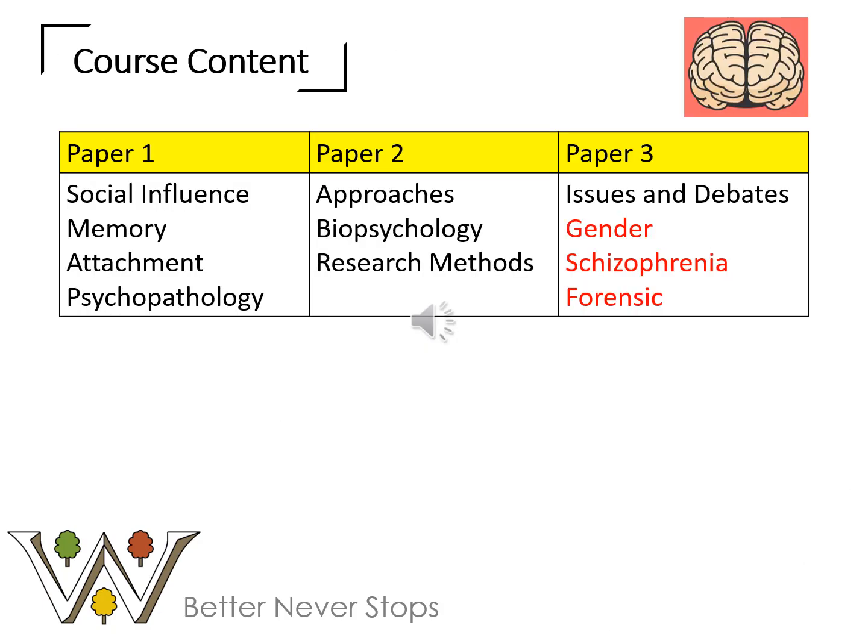All 3 papers offer a variety of topics. The research methods component is a practical topic which shows students how to conduct their own research and helps them to develop their evaluative skills. In paper 3, we study 3 different option topics. These are gender, schizophrenia, and forensic.